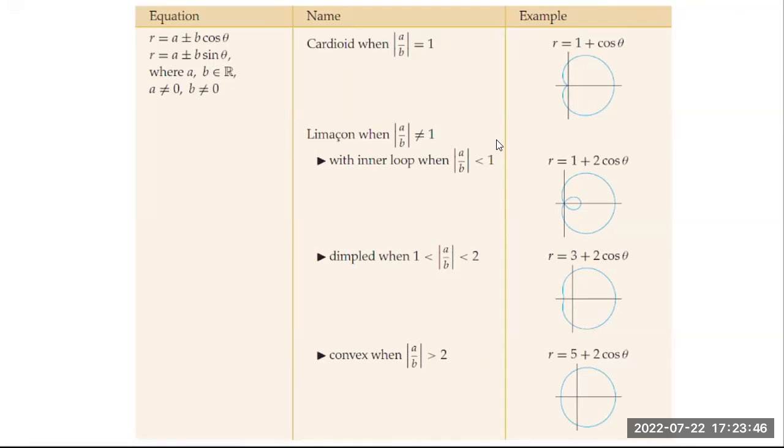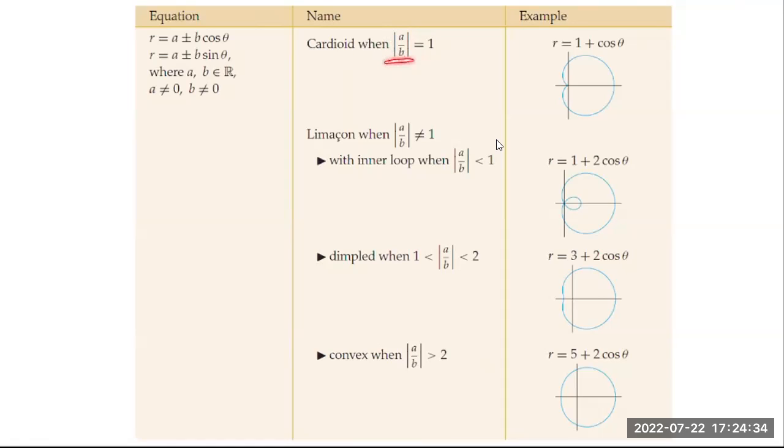Now I want to go over this table which provides you the shape of certain polar functions. Here is the first shape that I want to focus on. If you have a polar equation of this form, either r is equal to a plus or minus b cosine theta, or r is equal to a plus or minus b sine theta, where a and b are both non-zero constants, then we can determine the shape. We can draw the shape of these polar equations by looking at this ratio, the absolute value of a over b.